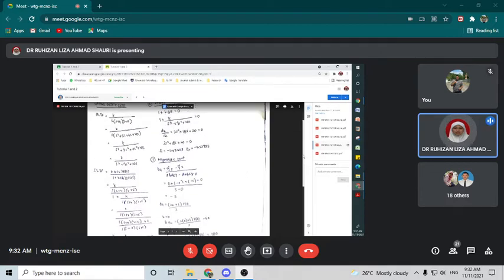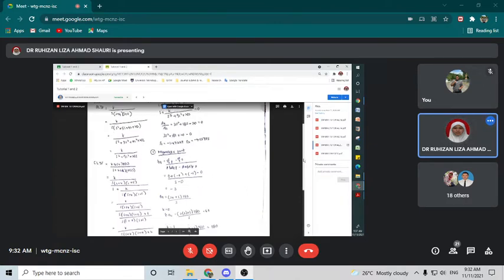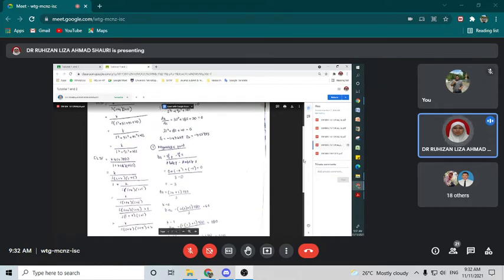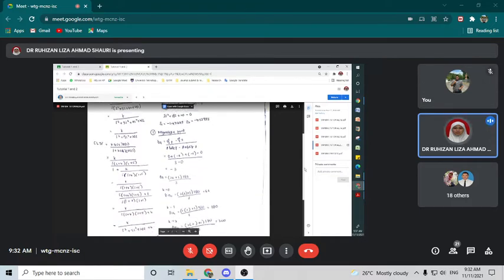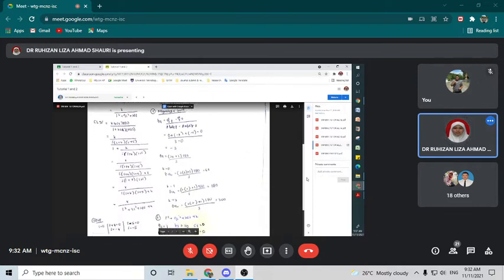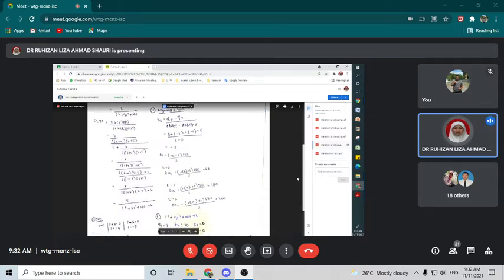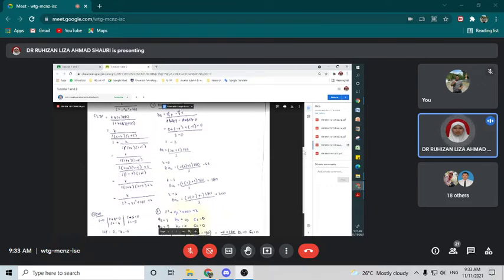The open loop transfer function, this is the right way. Your friend expanded the equation and then got the closed loop transfer function. Quite a long steps there, plus K there. Okay, that's correct. Don't forget the K.